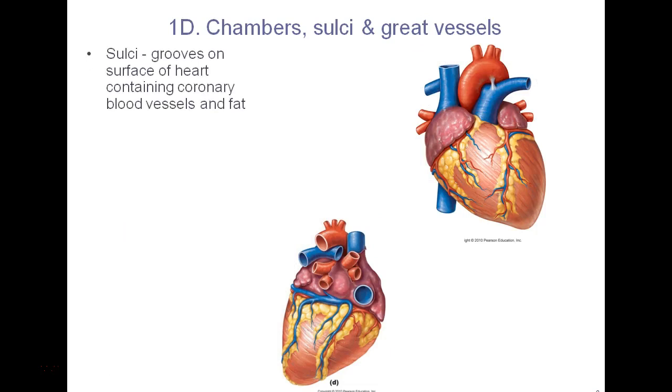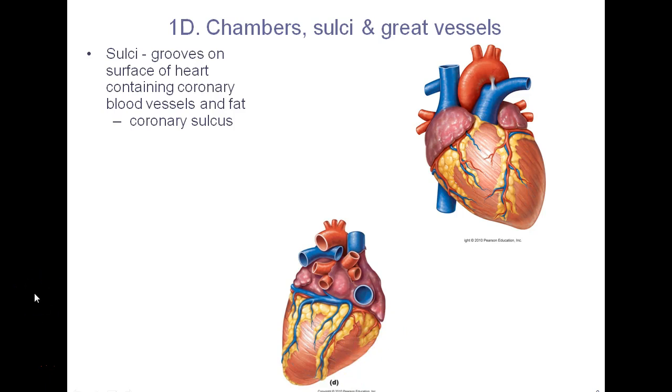Let's take a look now at some external features of this heart. And as we mentioned earlier, this human heart is composed of 4 chambers, 2 of which are atria and 2 are ventricles. And perhaps you can almost make out the location of those atria and ventricles on an external examination. This one showing a frontal view, this one showing a posterior view.